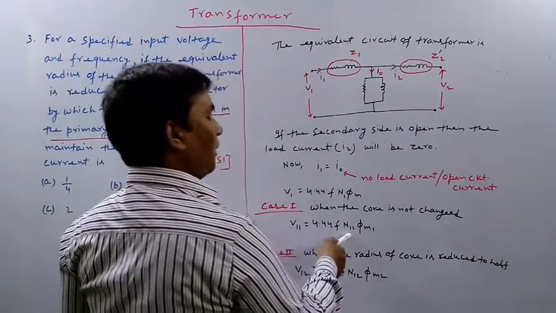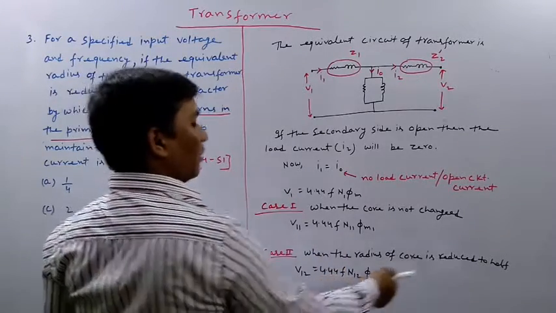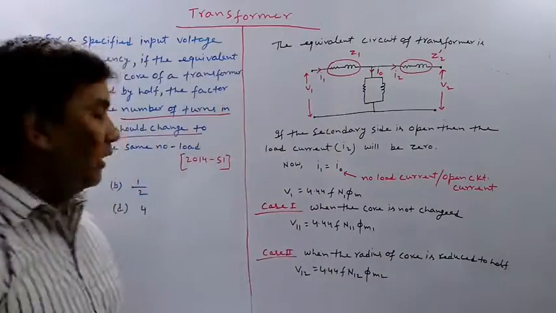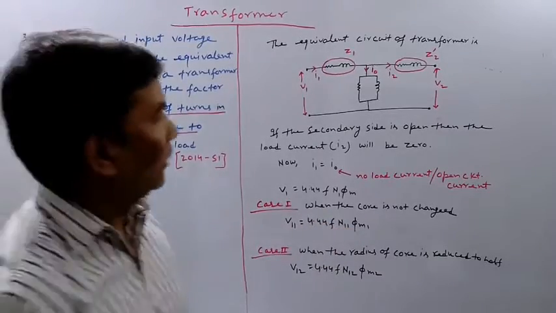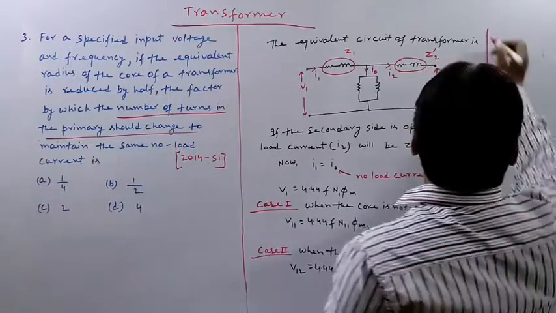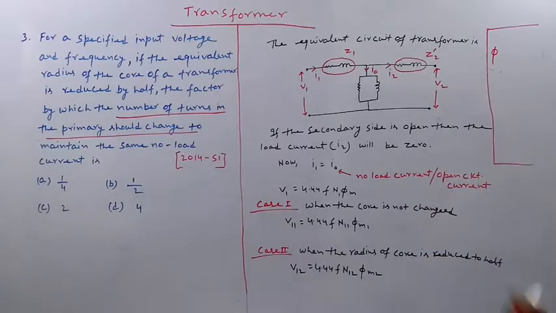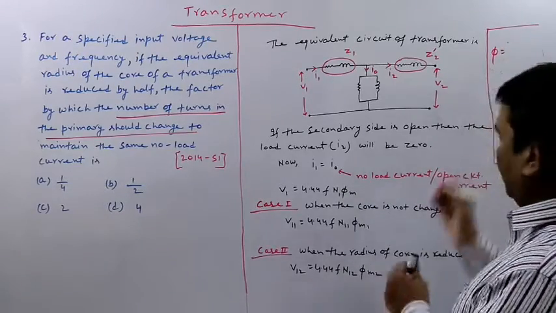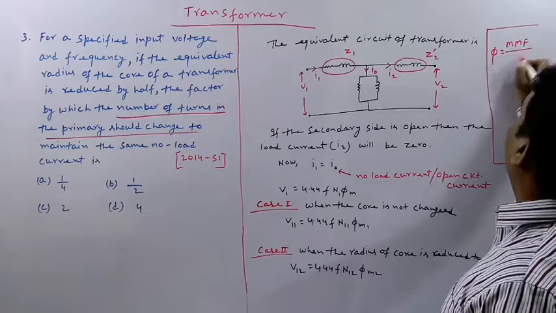N is the number of primary turns, and here N12 is the number of primary turns when the core is reduced to half. Now let us see what is the value of flux phi. From the magnetic circuit, flux phi is nothing but MMF divided by reluctance.